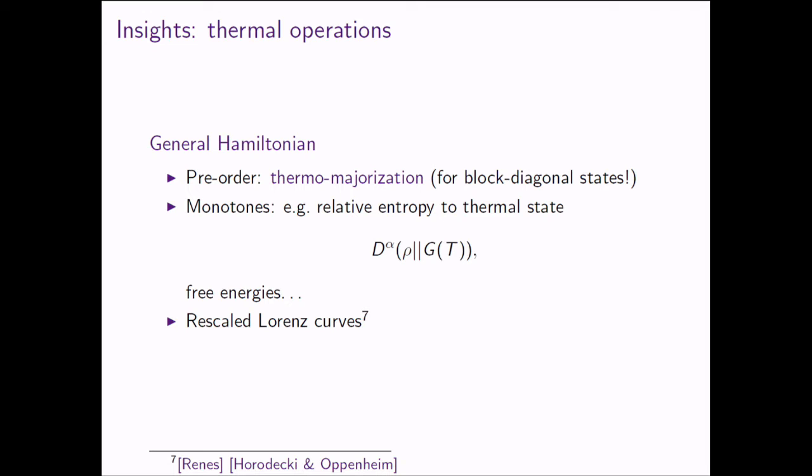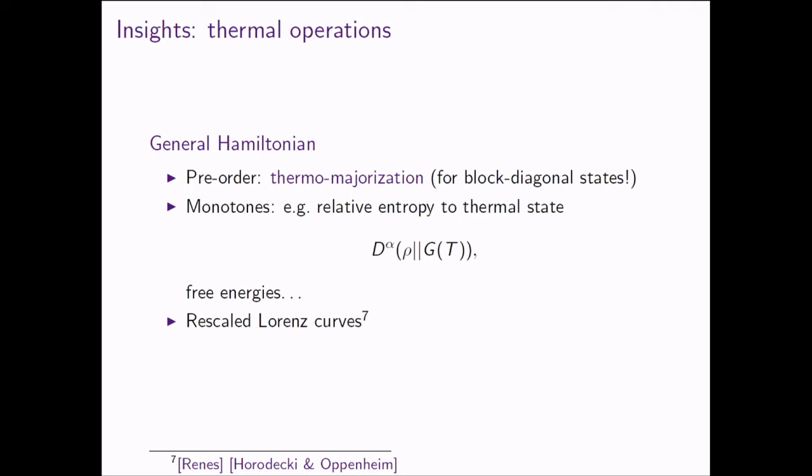So for example, we have a preorder for block diagonal states. So these are states that are block diagonal in the energy eigenbasis, so we could almost call them classical states. Yes? So you don't have coherences between different energy levels. And in this case, the preorder that you get is thermal majorization, which is kind of a rescaled majorization. We'll go into this in a bit.